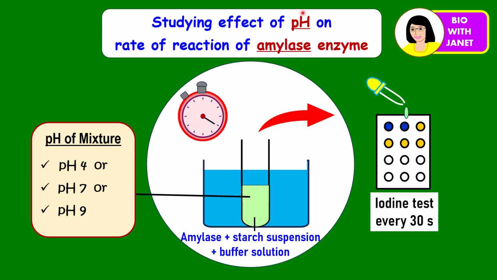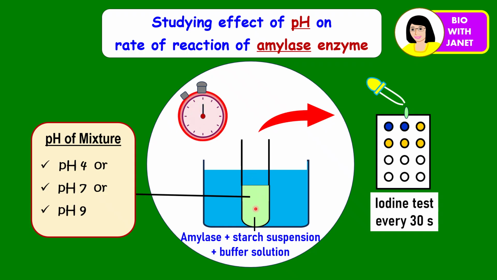Okay, so this one's different because this one is to study the effect of pH, another factor, on the rate of reaction or activity of amylase enzyme. So in this experiment, we mix together the amylase solution and starch suspension and add a buffer solution at a specific pH, like pH 4 or pH 7 or pH 9. So the buffer solution will help to maintain the mixture at the particular pH.